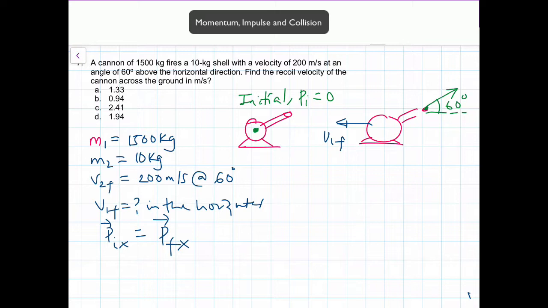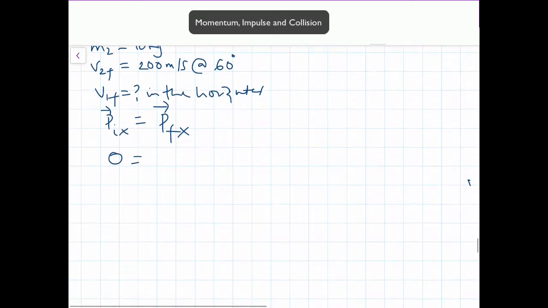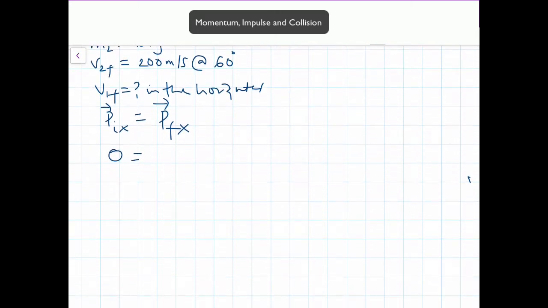Since both didn't move originally, before the shot, the initial momentum is 0. Whether it's in the X or in the Y, in any direction, both were sitting at rest, so therefore that is 0. Then let's come to P1 final. P1 final is going to be mass 1 V1 final in the X direction plus mass 2 V2 final in the X direction.